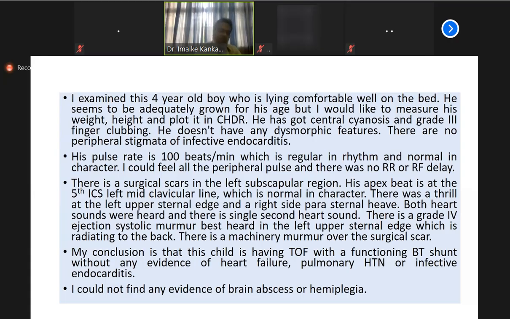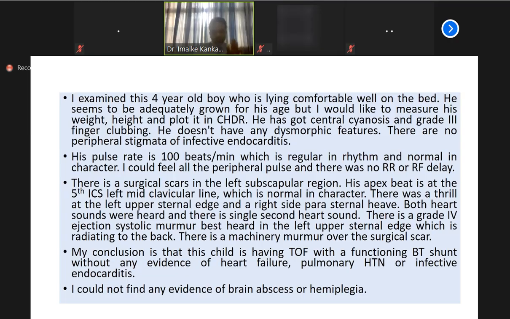Now in your exam, I have frequently encountered medical students saying "CVS proper." So you talk about general examination, then CVS proper. There is nothing called CVS proper. Pulse rate and everything is CVS proper. You can say, if you want, precordial examination reveals that this child has a left side subscapular region surgical scar. Stop at that point. That is inspection. The apex beat is at the 5th intercostal space mid-clavicular line, normal in character.